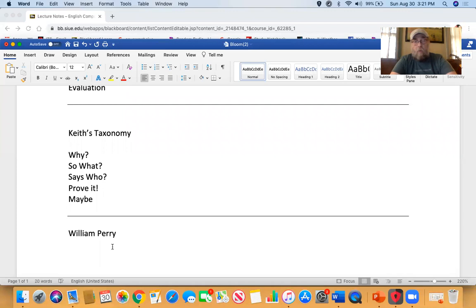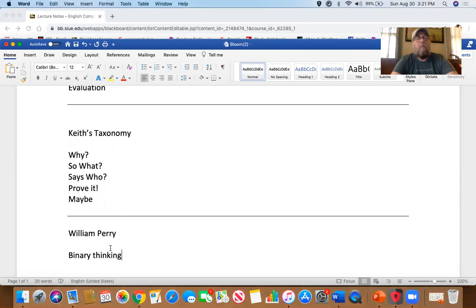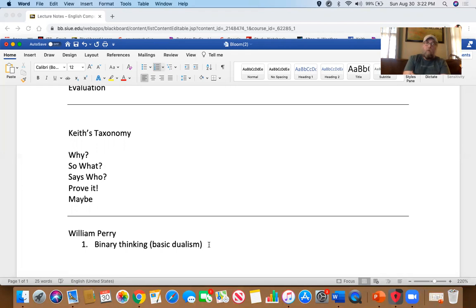Number one was binary thinking, or basic dualism. That's number one. Let's put a number by it. We can do that. We have the technology. Basic dualism is the idea that there's two answers to everything, two sides to every problem, and it's either right or wrong, and your job is to pick the right side and bash the wrong side. So it's right or wrong, left or right, up or down, black or white, one's good, one's bad, and that's it. You don't have any shades of gray. Whenever you're approached with a problem, you want to just hammer it neatly into one hole or the other. And life doesn't work that way.